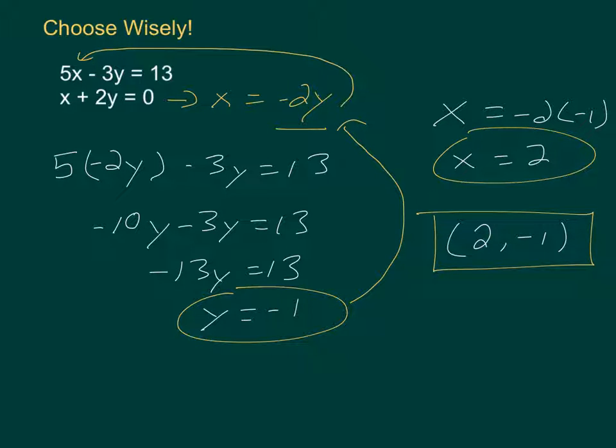Pick the one that's going to be the least amount of work. Once again, you could do a similar check to what we did before. 5 times 2 minus 3 times -1 is going to be 10 minus -3. That's 10 plus 3, which is 13. And 2 plus 2 times -1 is 2 plus -2, which is in fact 0. Okay, so those are two good examples. Let's take a look at our special cases real quick.